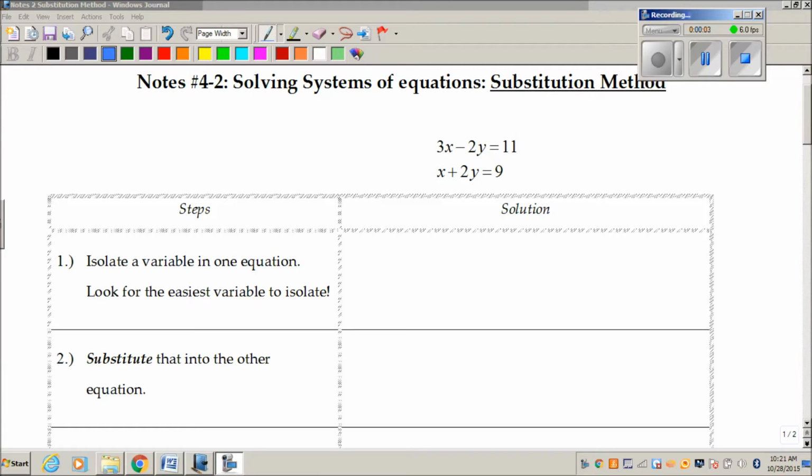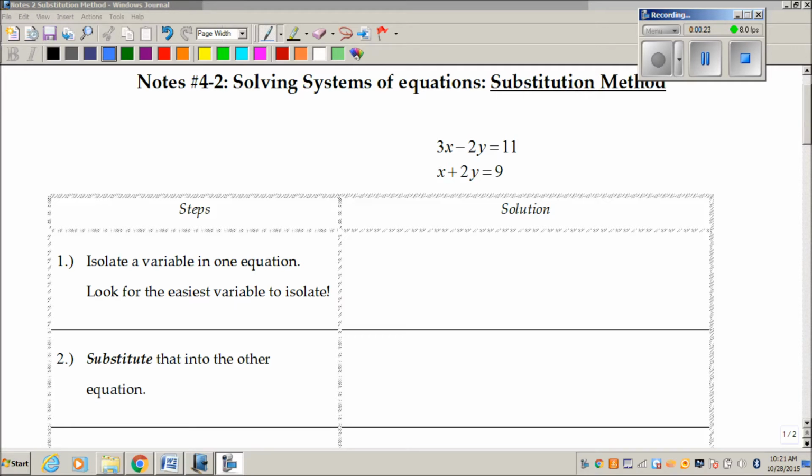Welcome to Notes number 2 on solving systems of equations using the substitution method. Solving a system of equations means that you have more than one equation, not just one equation with one variable, but now two equations with two different variables, an x and a y.